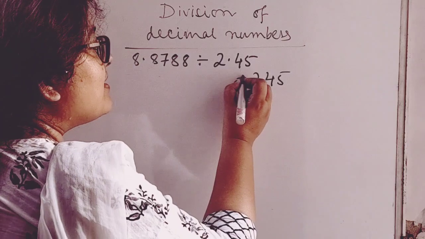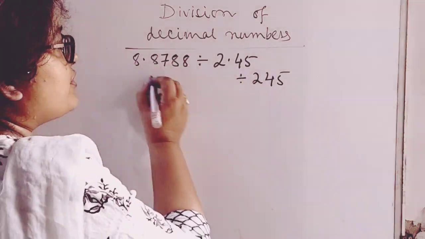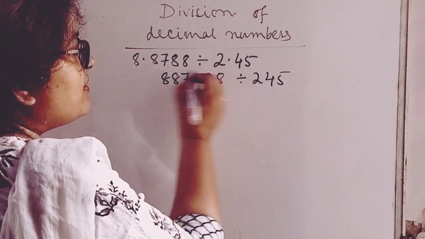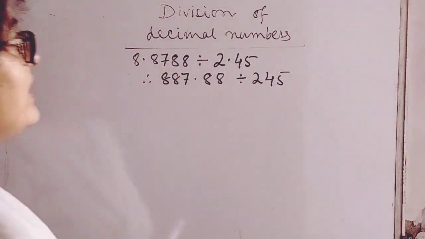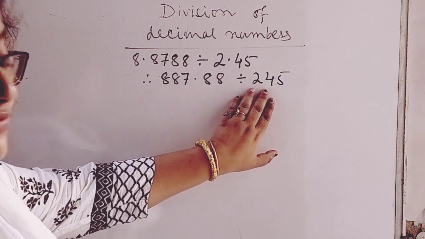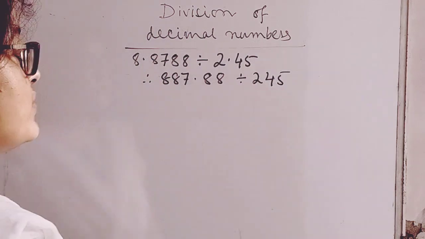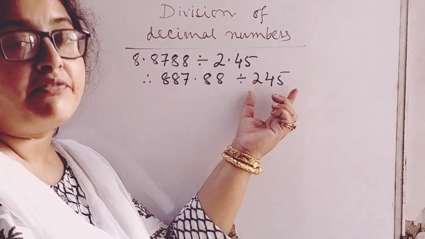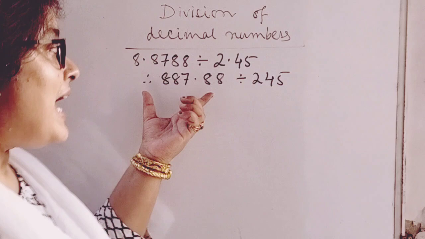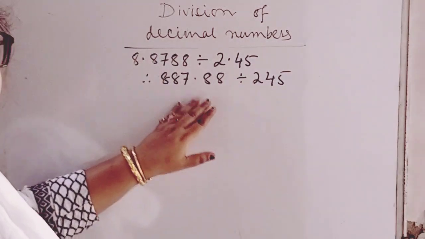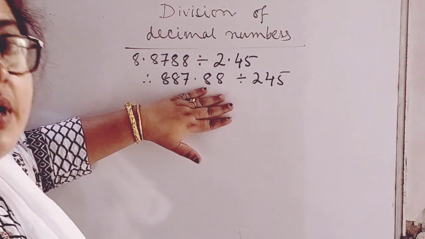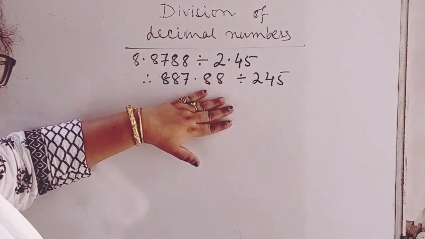So now let's multiply this dividend also by 100. So it will be 887.88. Okay. Therefore, the dividend is now 887.88 and the divisor is an integer, 245. Make sure, students, our main aim will be the divisor. We'll get the divisor as an integer. If the dividend is also converted to a whole number, then it's well and good.